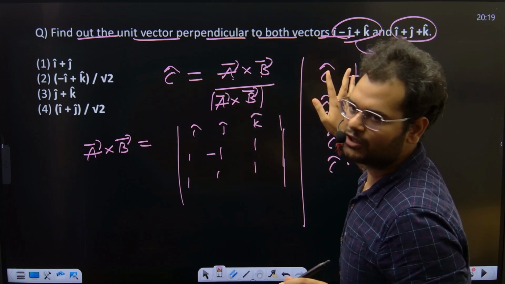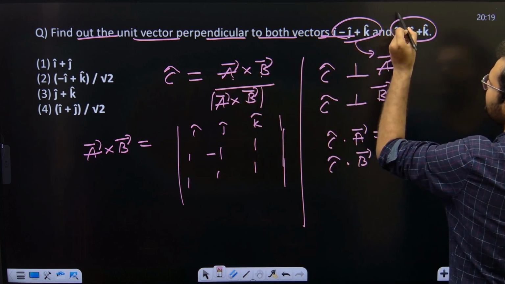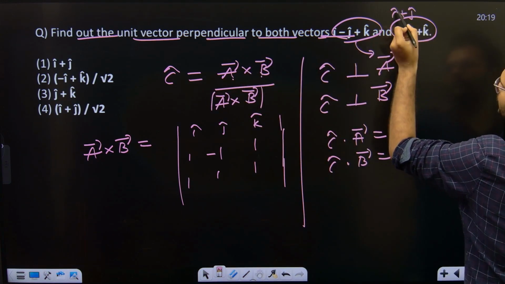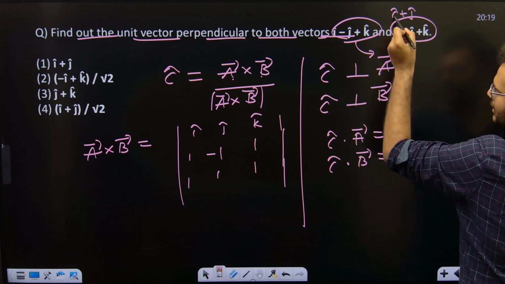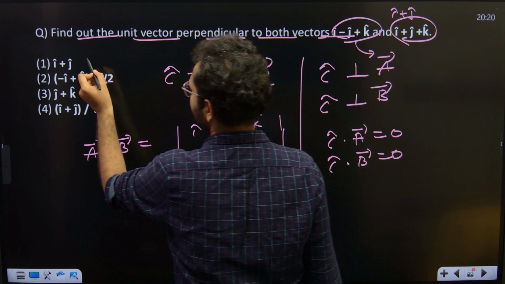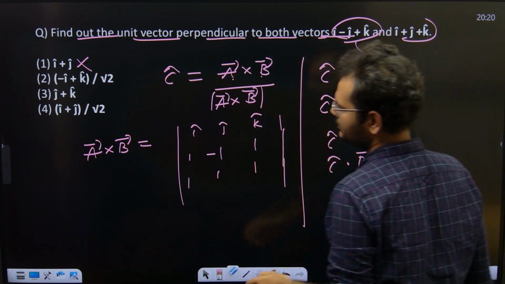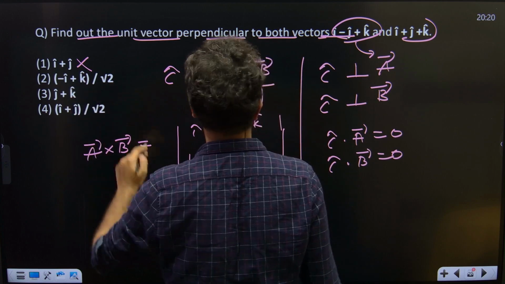Simply you have to take dot product. What I am saying, take dot product of this I plus j plus k plus I plus j. If you take the dot product, what it is coming? I into I is 1, j into j is 1. So 1 plus 1 is 2. So this cannot be the answer. Okay, this cannot be the answer. What else, sir? Try this minus I plus k.